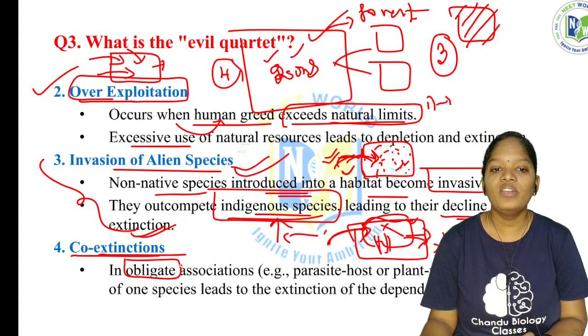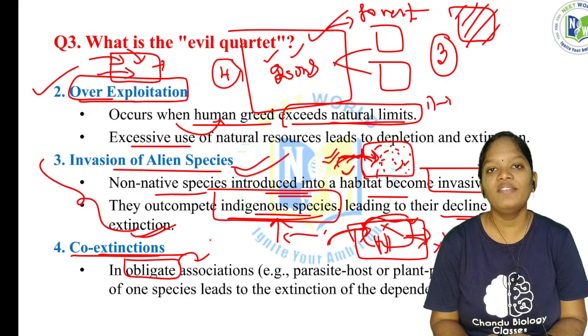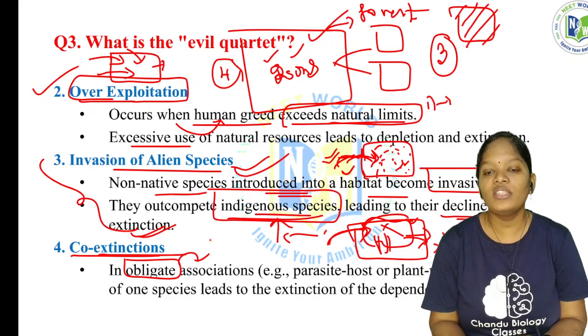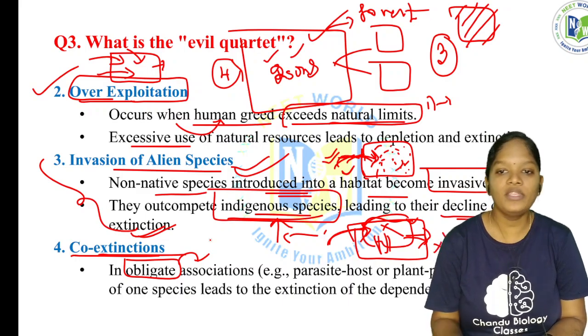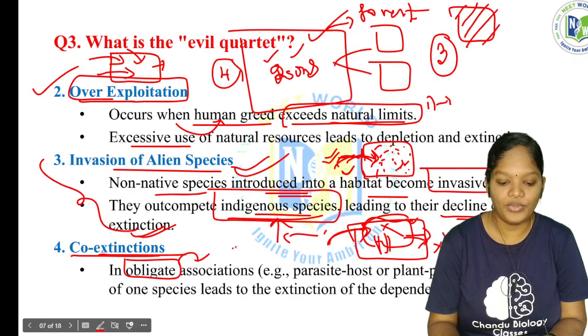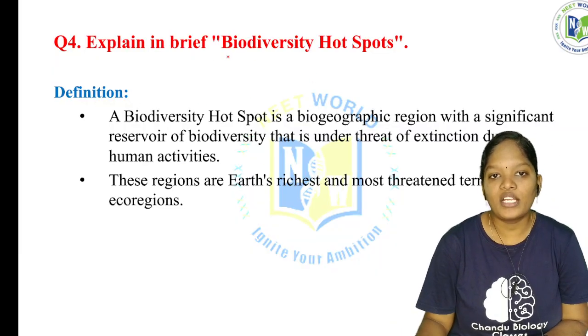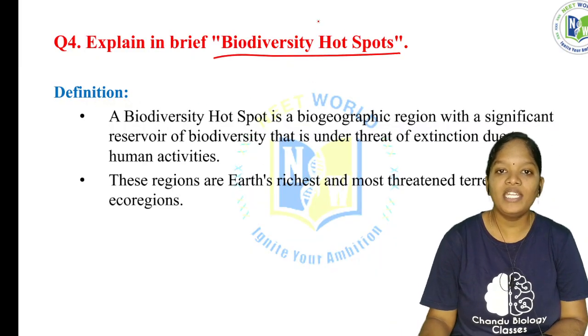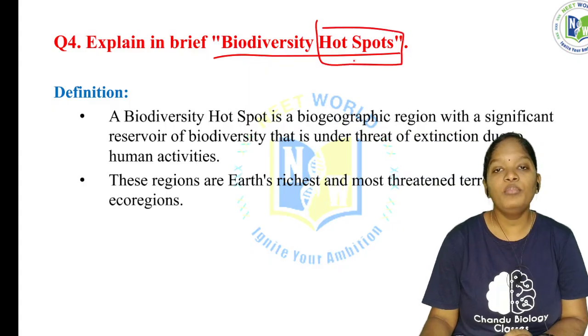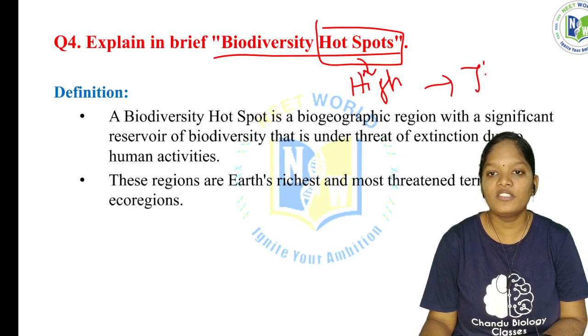Those organisms which are in an obligate association will coexist together. So this is the evil quartet, the most important thing. Now, biodiversity hotspots. A hotspot is an important area where we can see higher endemism, and there is a threat for these species.